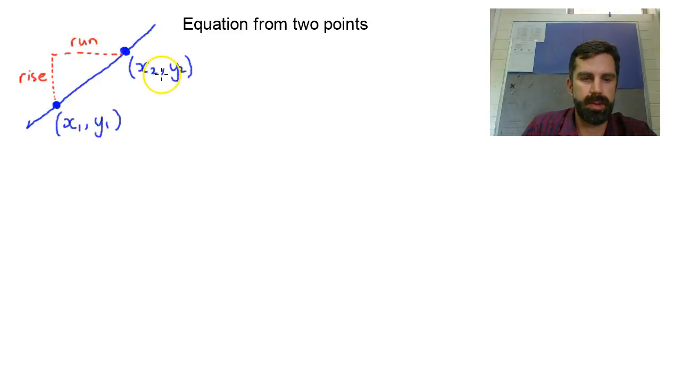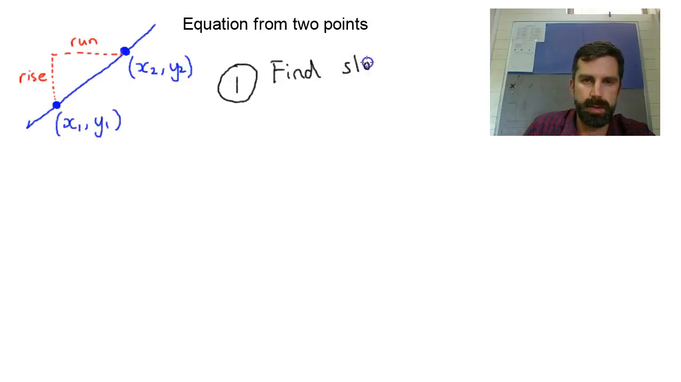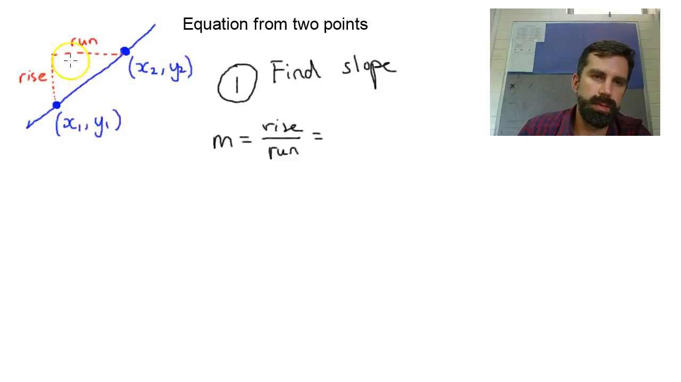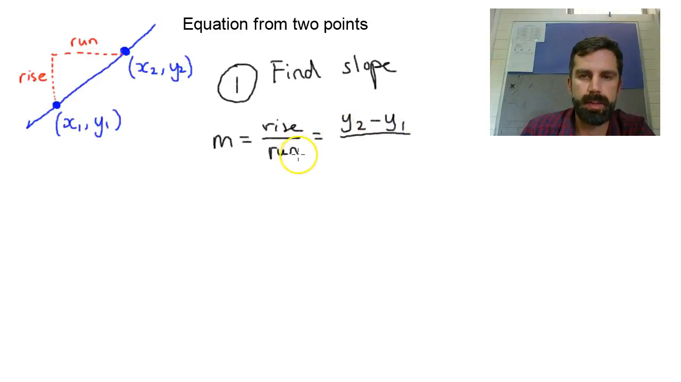So the first step I'm actually going to do here, step 1, is to find the slope. So you might recall slope is little m, and that's the rise over the run. Now in this case, if we look at our points, the rise, the distance we've gone up, is y2 minus y1 to give you the difference. So that'll be y2 minus y1. And similarly, the run, the distance you've gone across, is x2 minus x1.